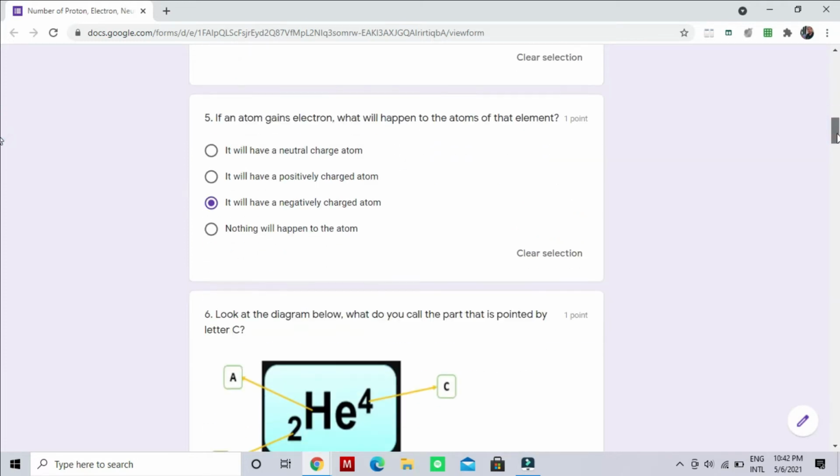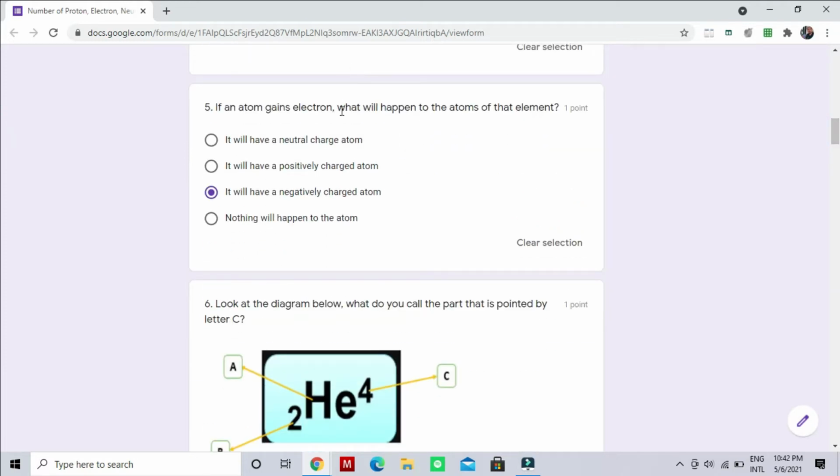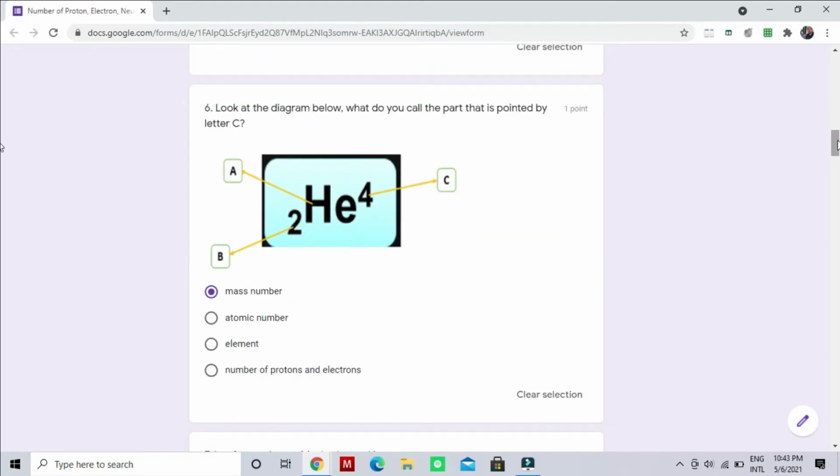Question number 5. If an atom gains electron, what will happen to the atoms of that element? The correct answer is it will have a negatively charged atom. Question number 6. Look at the diagram below. What do you call the part that is pointed by letter C? The correct answer is mass number.